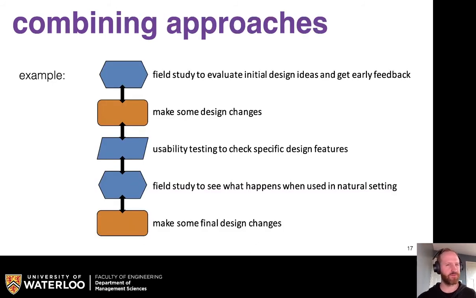Often you combine these different approaches. So you might start with a field study to evaluate initial design ideas and get early feedback. So you might bring some experiential prototypes to your potential users or look at existing systems. Then you make some design changes and you do some usability testing on a medium fidelity prototype to test specific design features. So if you have this one feature, people are able to go through faster or with fewer errors, or they think it could be better.